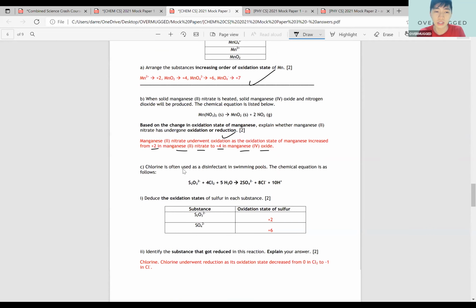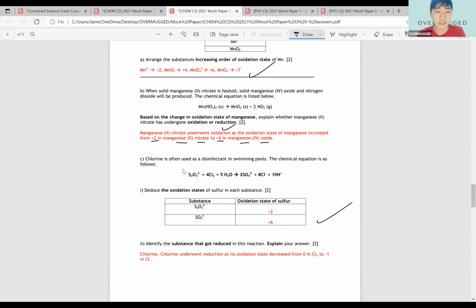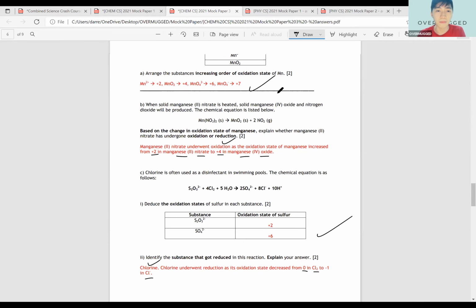Once again, oxidation state, okay? And identify the substance that got reduced. Chlorine got reduced because the oxidation state turned from 0 in Cl2 to -1 in Cl minus, okay? So the technique I covered earlier when I was going through the MCQ is about writing the X one.